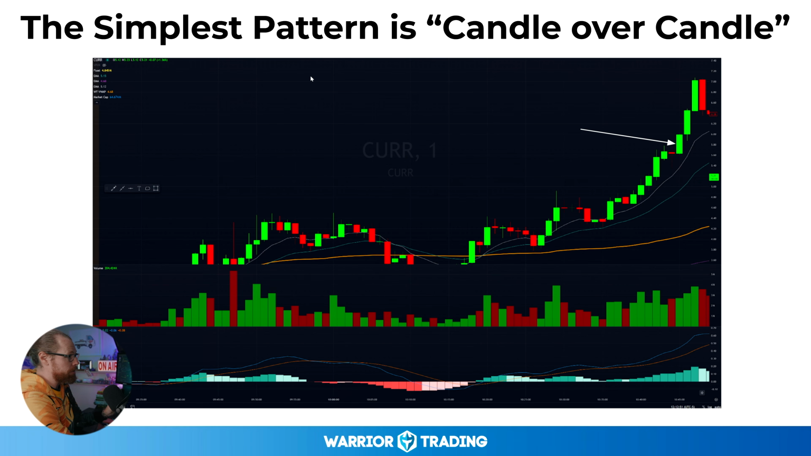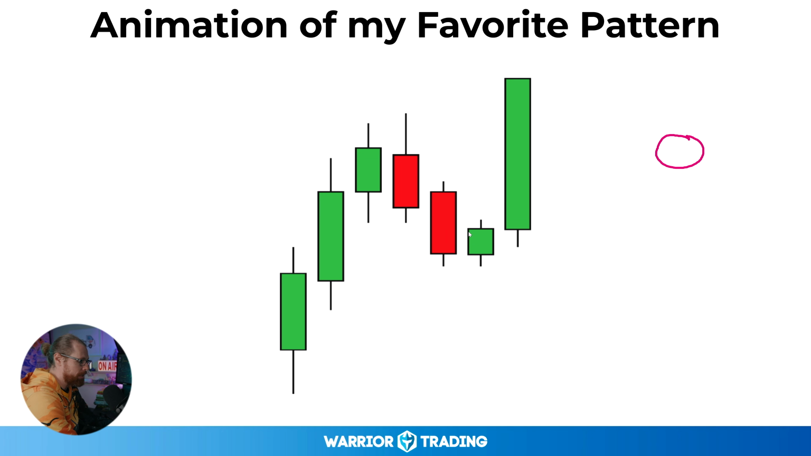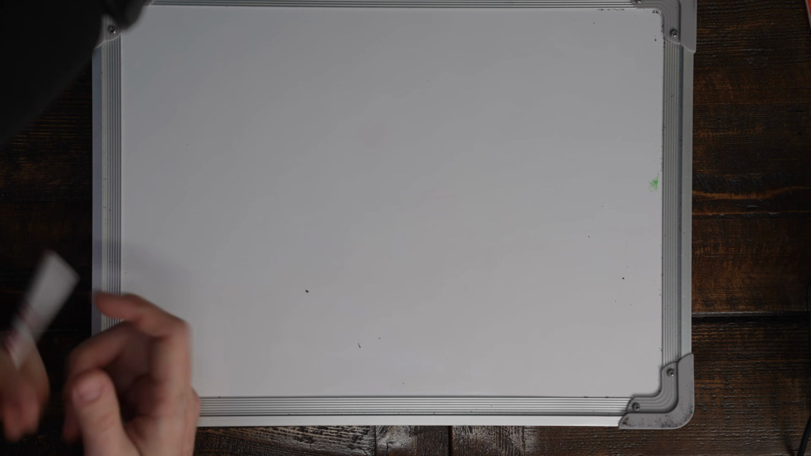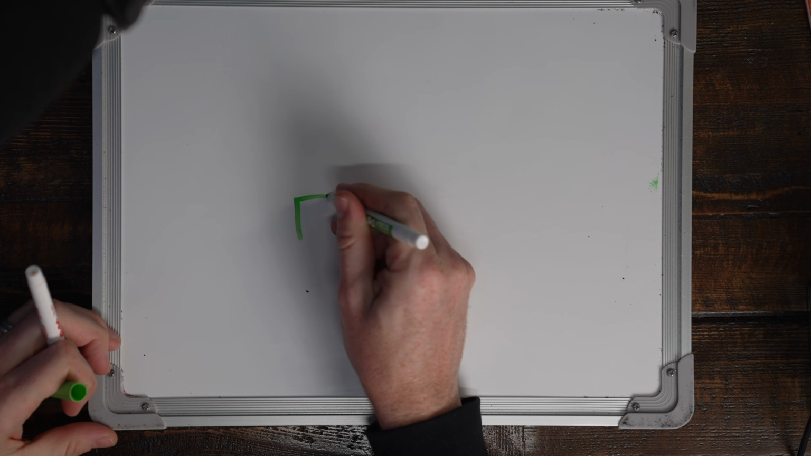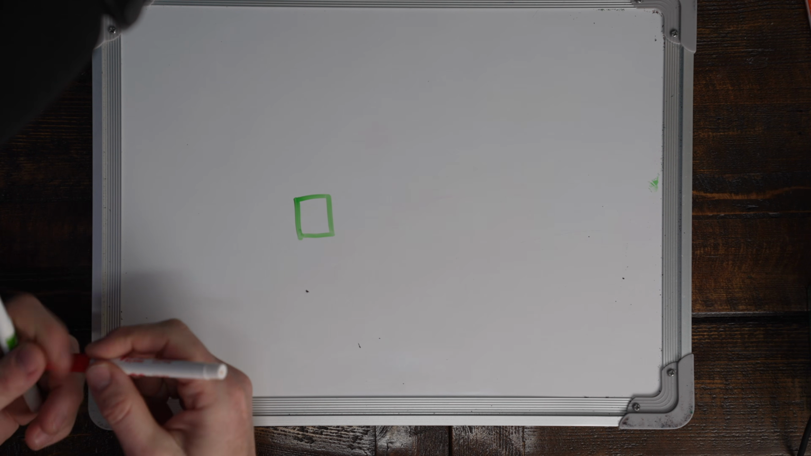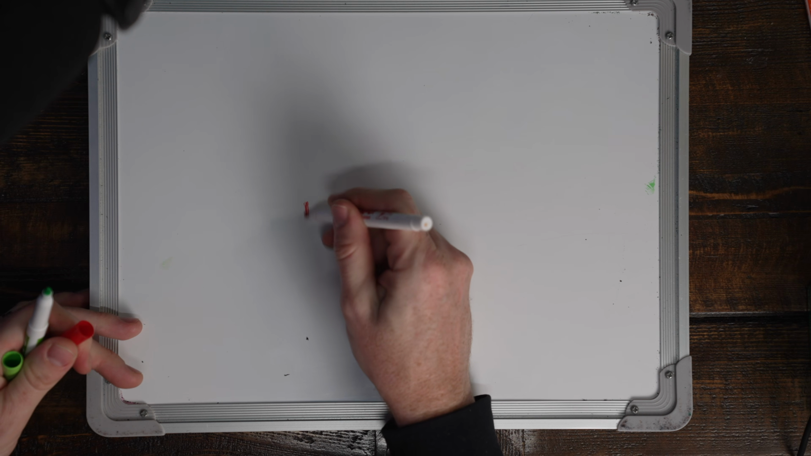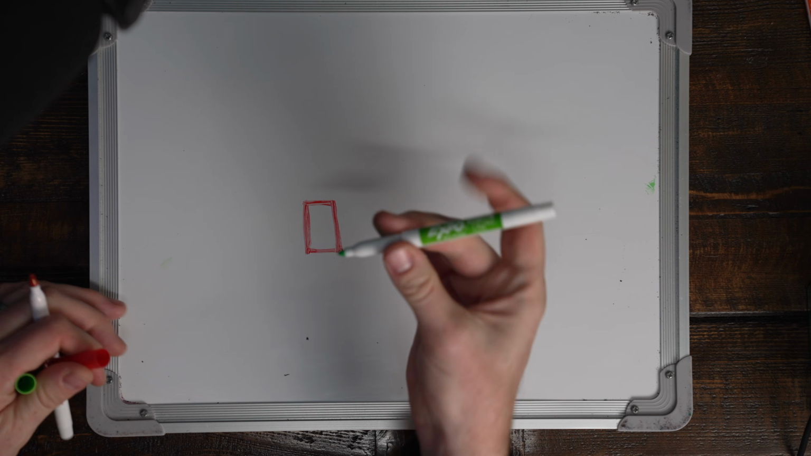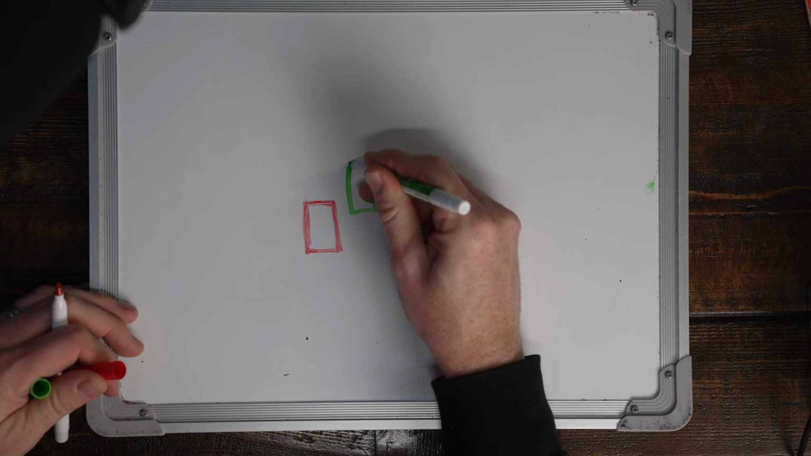So the simplest pattern is called candle over candle. What is candle over candle? Candle over candle is when you have a candle that makes a new high versus the previous candle. I'm just going to demonstrate this for you right here on the whiteboard. Super simple, the simplest pattern that exists. Actually, let's do it the other way around. So we've got this red candle right here. That's your first candle. And then this right here is your candle over candle.